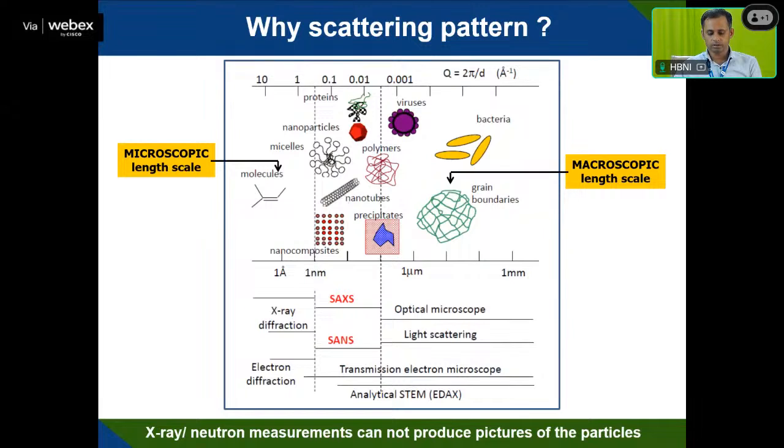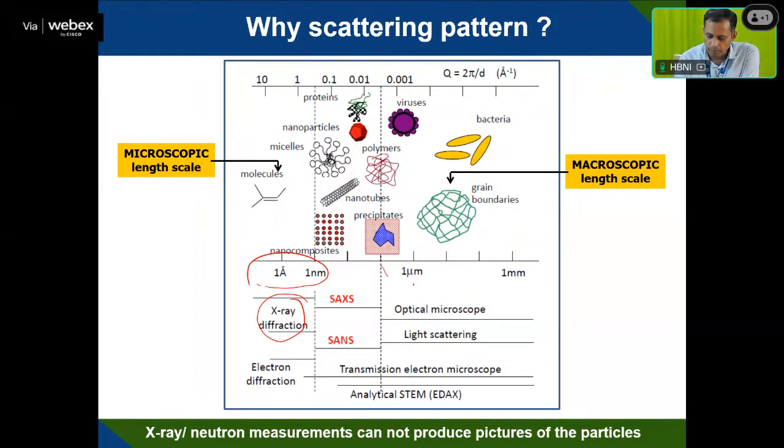If you see the size, ranging from 10 nanometer to 0.001 or down to the angstrom level, there are molecules, micelles, nanoparticles. They are of very small size, a microscopic length scale. And if you go to bacteria, grain boundaries, those you will get in the microscopic length scale. The X-ray diffraction we have studied mainly shows D-spacing in the range of below 1 nanometer or so.